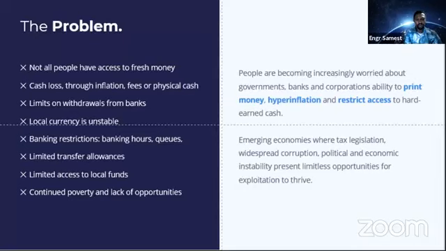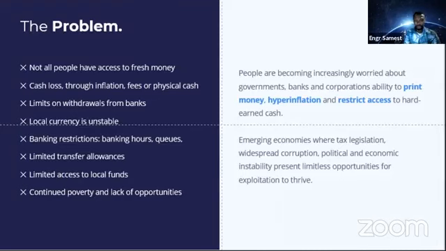All right. Now, the first thing we need to know, before we talk about the solution that Nano comes to solve, is to look at the problems in our existing financial system, in our local traditional finance that we are in. Let's look at the problems people are facing that made Nano come into being. The first one is, not everyone has access to fresh money.